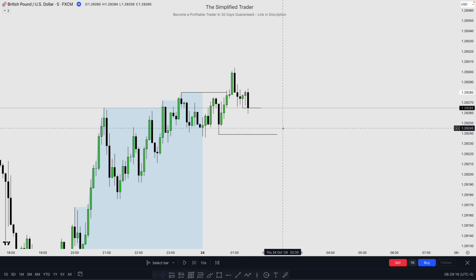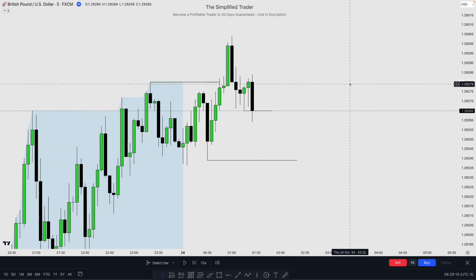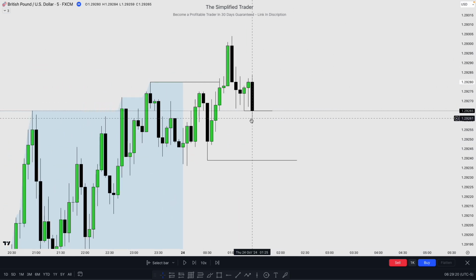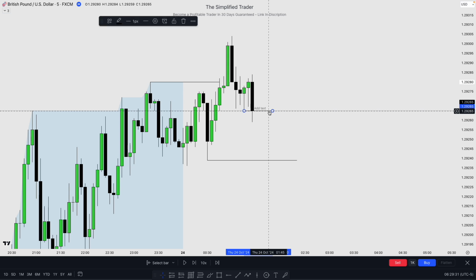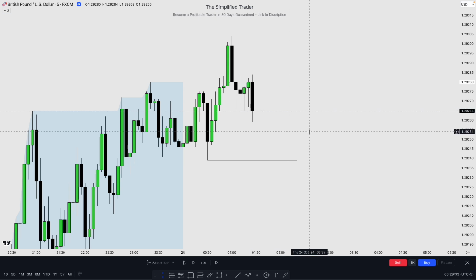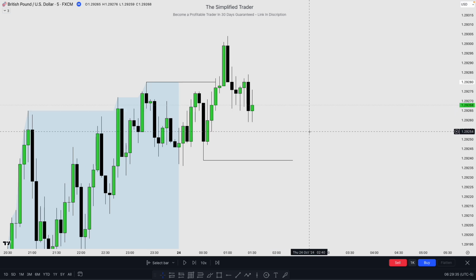And what do we have here? Do we displace through this low? We do not close through the low. We close on the low. That doesn't count as displacement, and so that would invalidate the trade. We do not take a trade from here. So we can remove that and we wait for a new swing low to form.